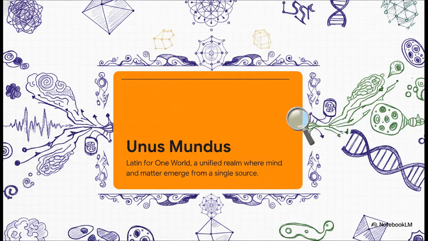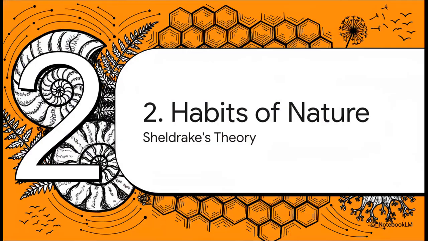That kind of visual synchronicity beautifully captures Carl Jung's concept of Unus Mundus, which is Latin for one world. It's this profound idea that our inner minds and the outer physical world actually emerge from the exact same singular substrate. It tells us that behind all the crazy chaos of the universe, there is a unifying realm of absolute order tying it all together. Section 2, Sheldrake's habits of nature.